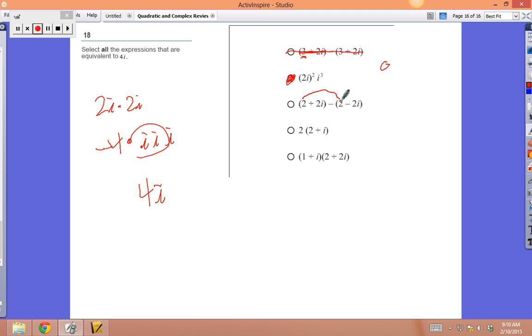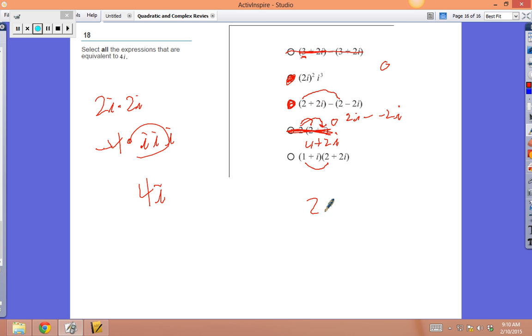2 subtract 2 is 0. 2 imaginaries subtract a negative 2 imaginaries is plus, so that one works. That's 4i. 2 times 2 is going to give you 4. 2 times i is going to give you 2i. 4 plus 2i is not 4i, so that one's no good.